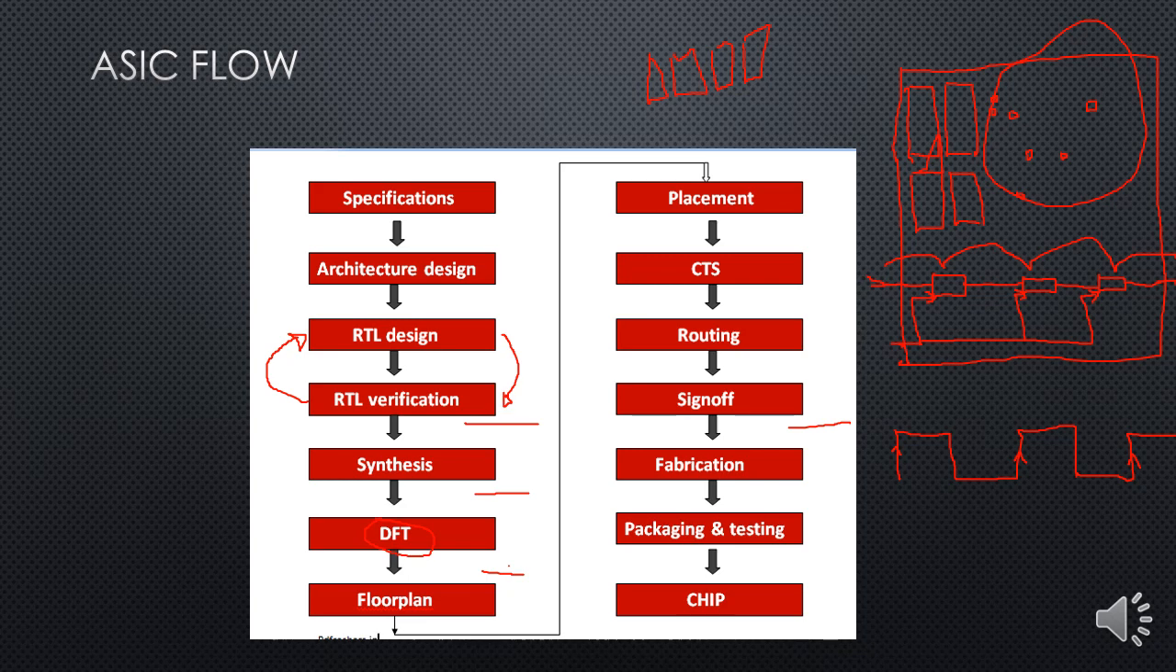CTS is nothing but clock tree synthesis. With the help of CTS, we achieve this target. So we do the CTS, and we provide the clock signal to all of them at the same time. Then we move on to the next step, which is nothing but routing.